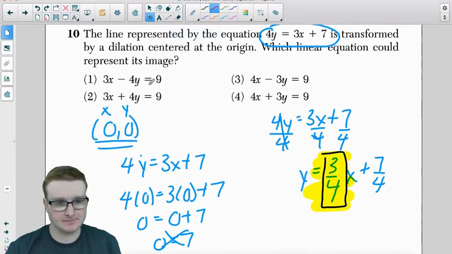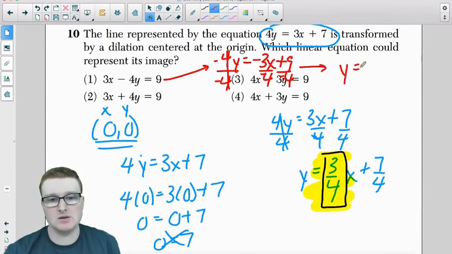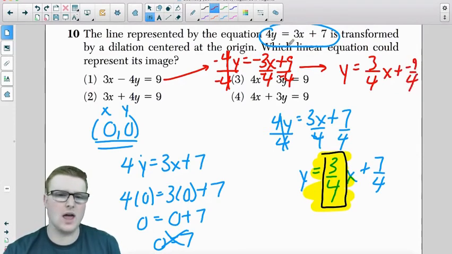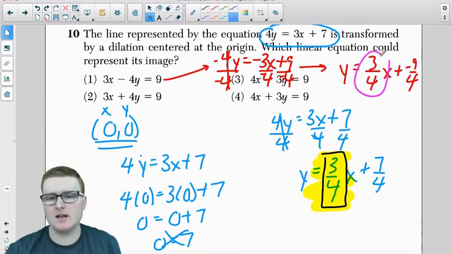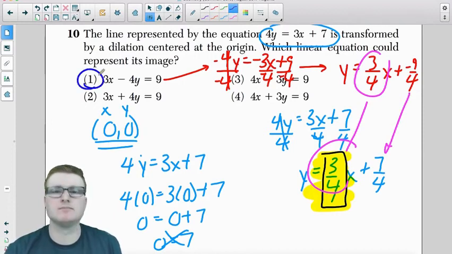Let's go ahead and try choice 1. I'm going to subtract the 3x on both sides. So we get negative 4y equals negative 3x plus 9. Divide by the negative 4 on all sides. Sorry for the messy stuff. So we get y equals negative 3 divided by negative 4, which gives you a positive answer, 3/4 x, plus a negative 9/4. Wait a minute. 3/4? Different y-intercepts? Bingo. Your answer is choice 1. Very simple stuff. Same slopes, different y-intercepts. There's an example of a dilated line.